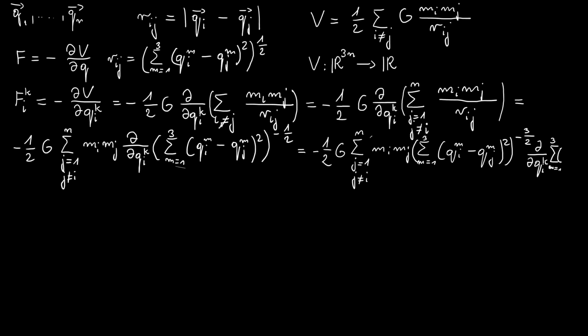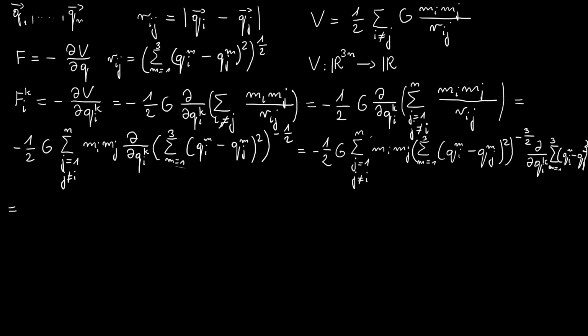Just a sum of squared. Now, if we think about this, only for m equals k, the derivative of this expression will be not 0, so we need to take care only about this. And here again we use the rule: derivative of outer function times derivative of inner function, but the derivative of the inner function here will be simply 1.